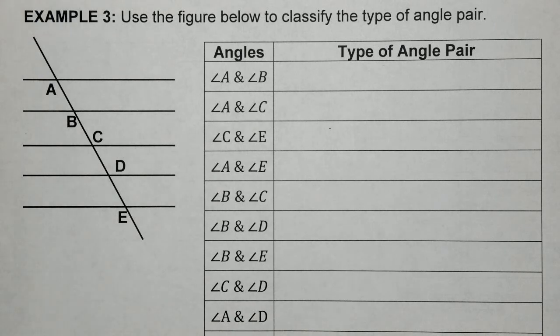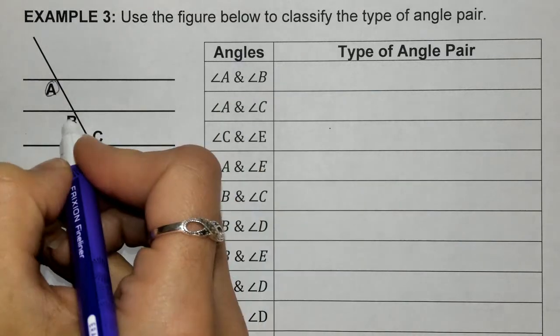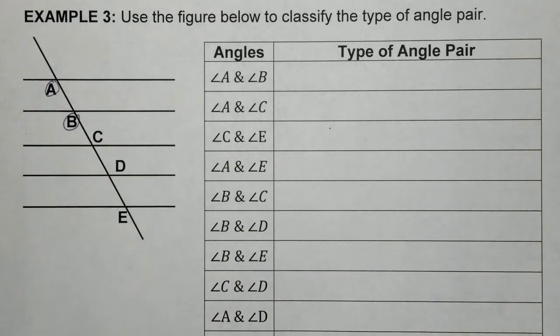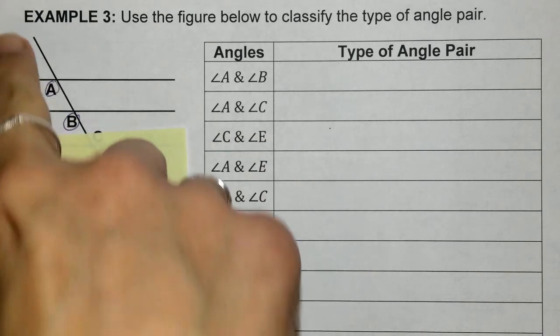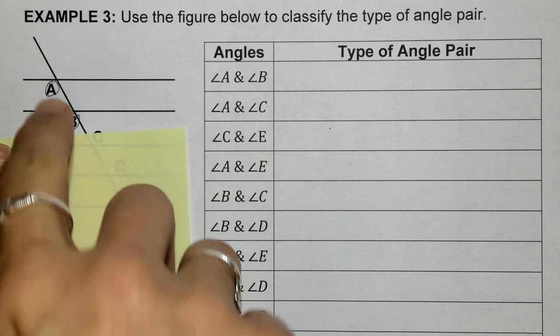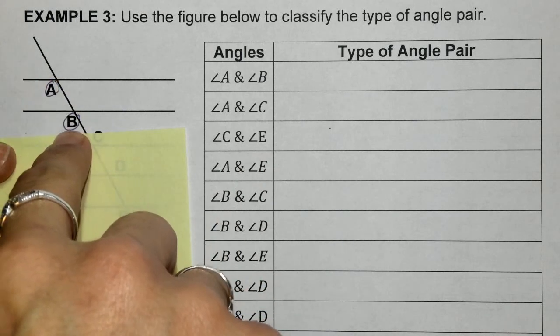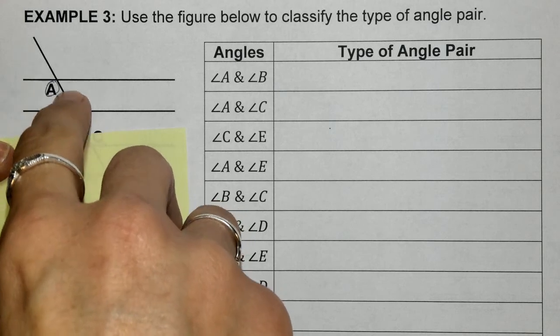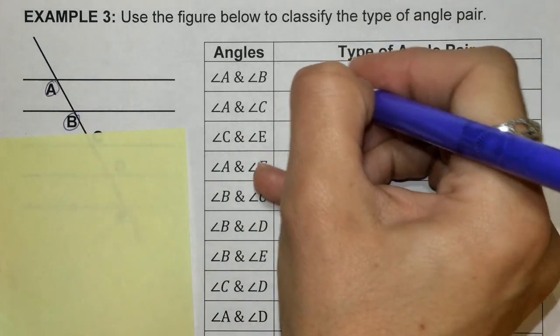So let's start off with angle A and angle B. So here I have angle A and I have angle B. I'm going to cover up what I can that I don't need. And I'm going to see that here's my transversal. They're on the same side, but one's interior, one's exterior, meaning can't be a same side. We have the bottom left, they match, corresponding.